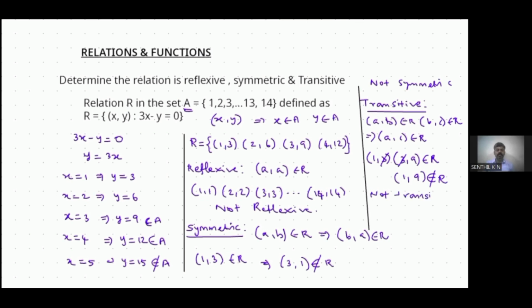So therefore, the given relation is neither reflexive, nor symmetric, nor transitive. The given relation does not satisfy any one of them. So therefore, it is not an equivalence relation. Okay. It is not satisfying reflexive, it is not satisfying symmetry, and it is not satisfying transitive either. So all three conditions fail in R. Therefore, it is not an equivalence relation.